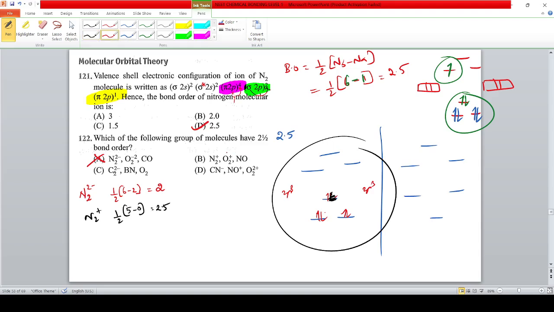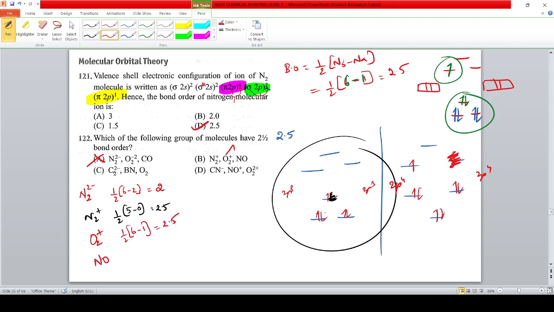Now, I'll check for O2 plus, second one. O2 plus. Sir, oxygen. Oxygen means 2p4 and 2p4. This is normal oxygen. 1, 2, 3, 4, 5, 6, 8 electrons are drawn. O2 plus they have given. Plus means remove this 1 electron. So, it is half into 6 minus 1, 5 by 2, 2.5.